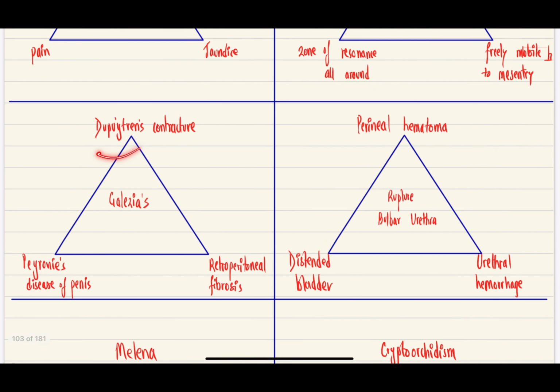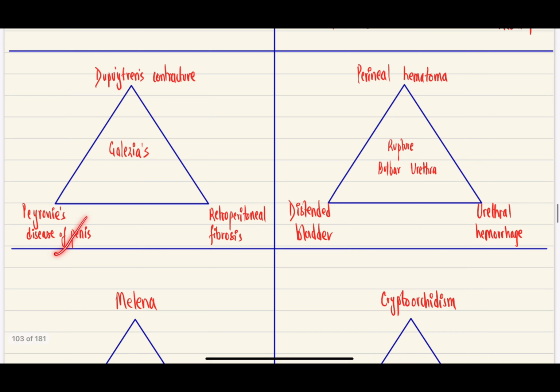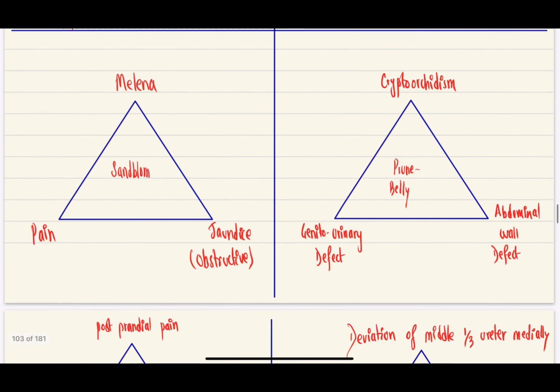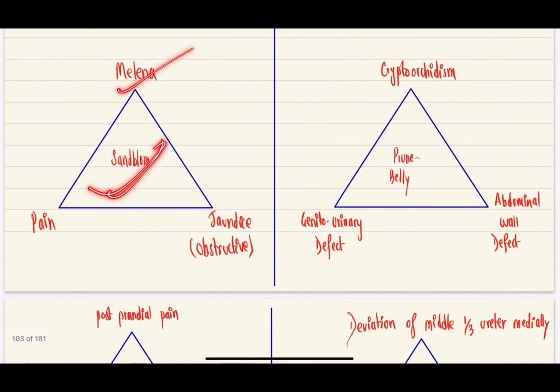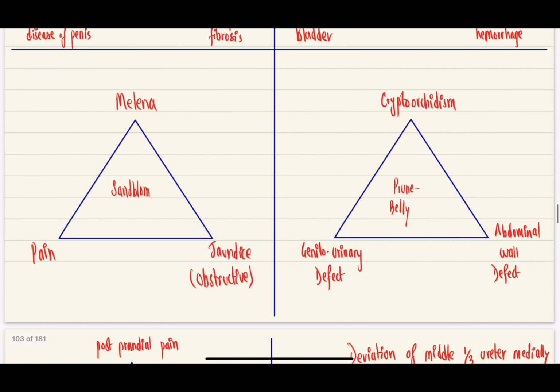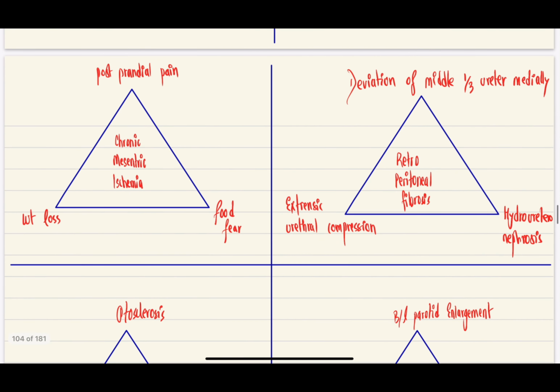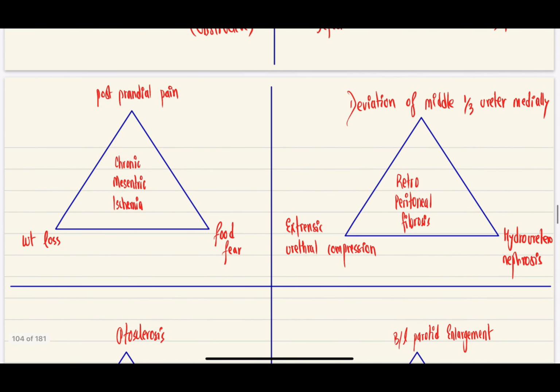We have Gelesia's triad: Dupuytren's contracture, Peyronie's disease of the penis, and retroperitoneal fibrosis. We have the triad for rupture of the bulbar urethra: perineal hematoma, distended bladder, and urethral hemorrhage. We have Sandblom's triad: melena, pain, and jaundice. We have prune belly triad: cryptorchidism, genitourinary defect, and abdominal wall defect. We have chronic mesenteric ischemia: postprandial pain, weight loss, and food fear.